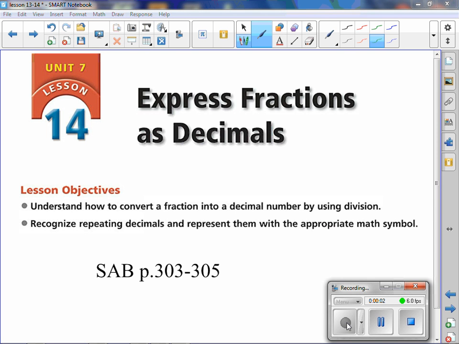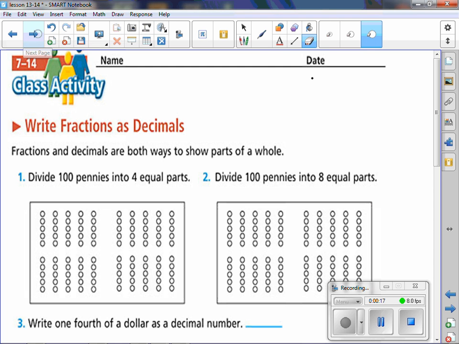All right, today we're going to do Unit 7, Lesson 14. It's changing fractions to decimals. You guys have already done this. And then talking about what happens when they are repeating decimals, which, again, we've already done. So it should be kind of review. SAB page 303 through 305.